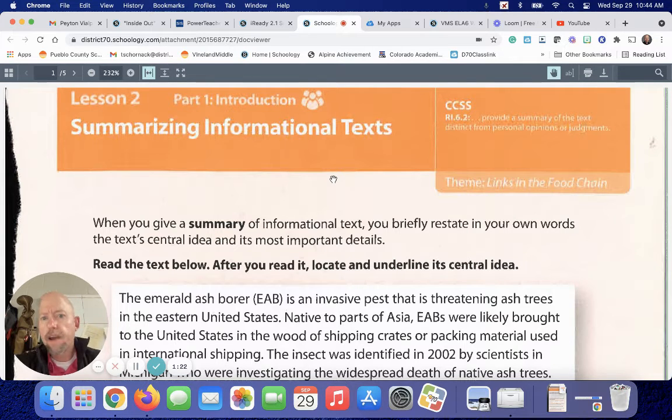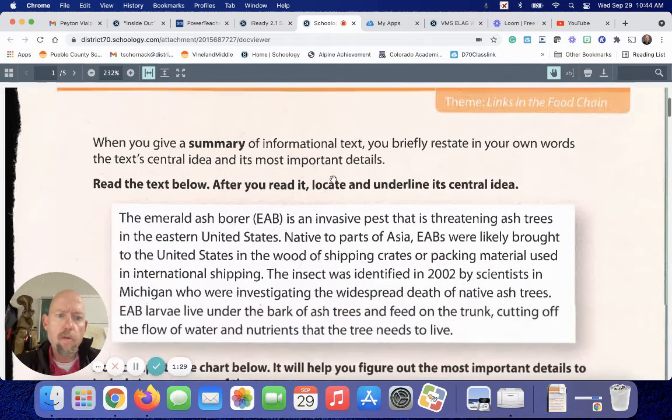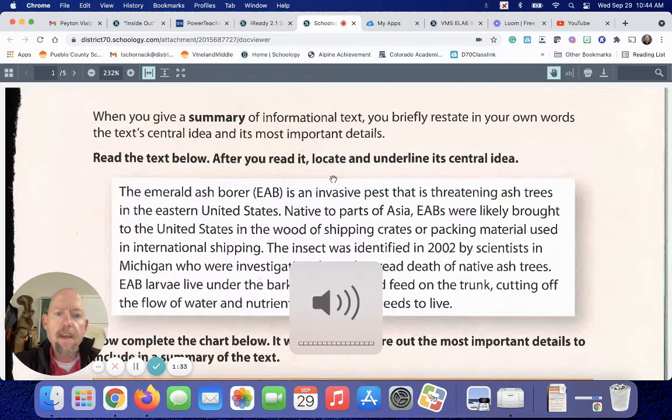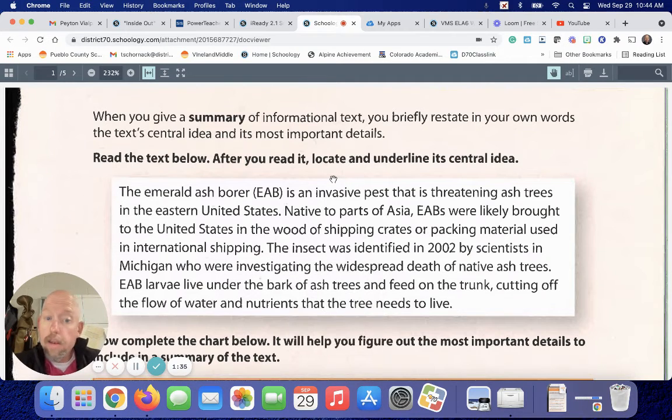Summarizing informational text. When you give a summary of an informational text, you briefly restate in your own words the text's central idea and its most important details, which again, we've done with the articles of the week. Read the text below. After you read it, locate and underline its central idea.